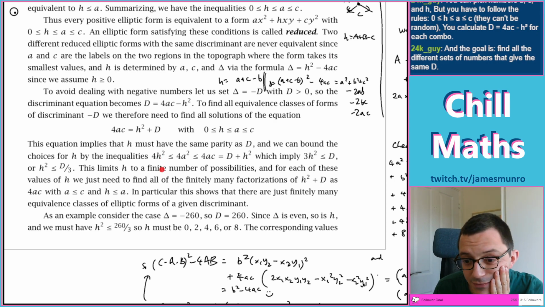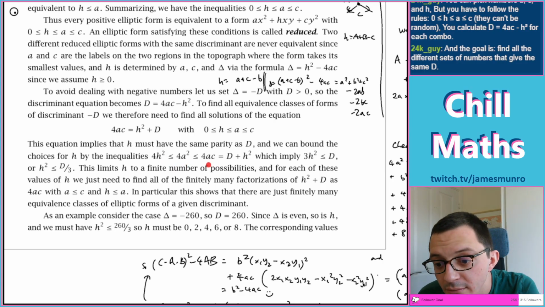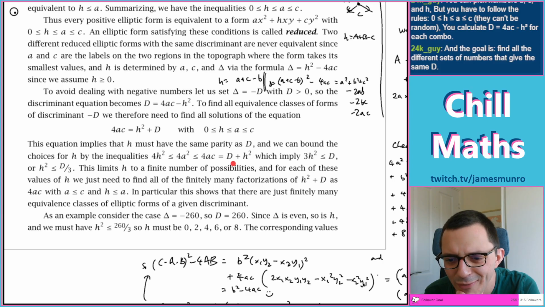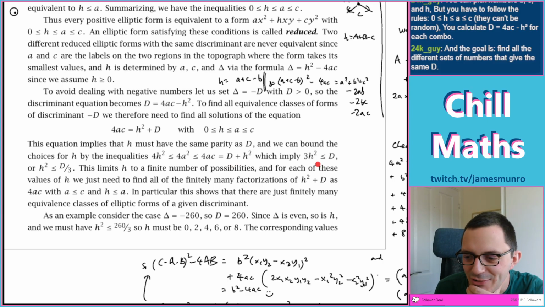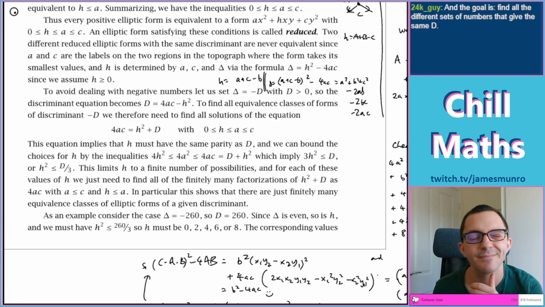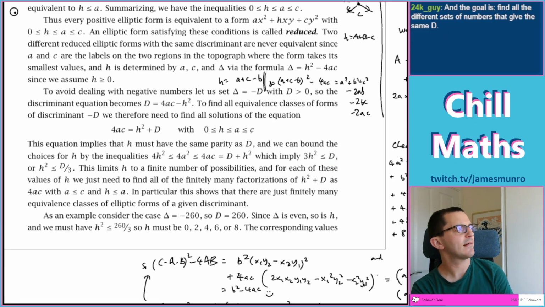Here are some inequalities for sure, right? So 4h squared is less than or equal to 4a squared because h is smaller than a, and then less than 4ac, which is because a is less than c, and that is d plus h squared, which is just really clever, right? It's really clever because it tells us that h squared is bounded by d over 3, which is kind of too good, isn't it?